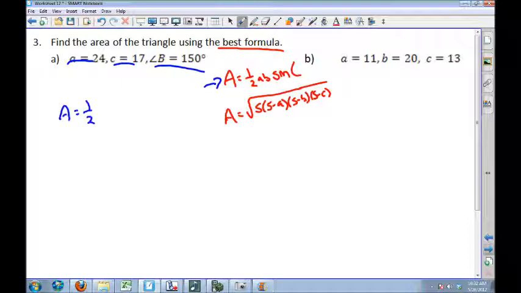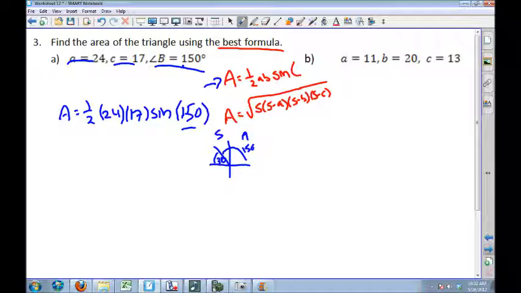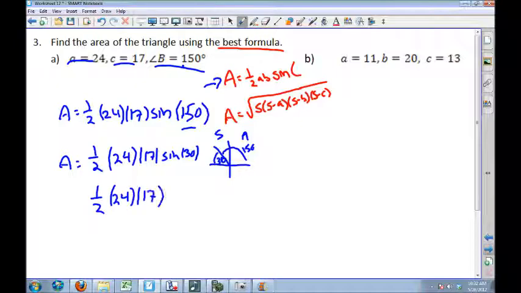My area will be 1/2 times 24 times 17 times the sine of the angle between them, which is 150. Well, 150 is in quadrant 2 and has a reference angle of 30. Since sine is positive in quadrant 2, sine of 150 is just the same thing as the sine of 30, which is 1/2. So this area is 1/2 times 24 times 17 times 1/2. So 1/4 of 24 is 6, so this is really just 6 times 17. Canceling these halves with the 24, leaving 6. And 6 times 17 is 102, so my area is 102 units squared.